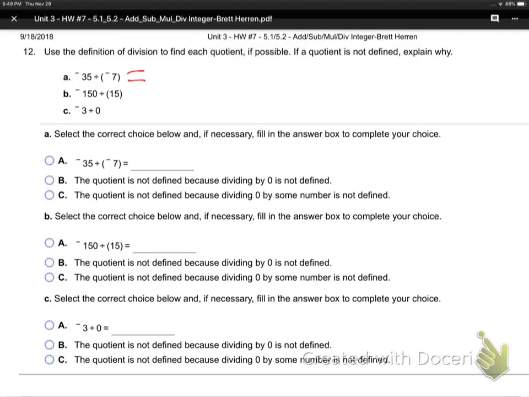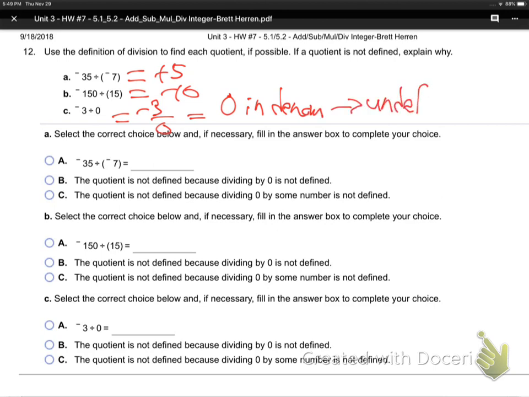All right, 35, we're going to do simple here. Two negatives divide to be positive 5. Negative and positive is negative 10. Now, what does it mean to have minus 3 over 0? 0 in the denominator means undefined, or you can't do it. There it is, answer B. Divided by 0 is not defined. There we go.